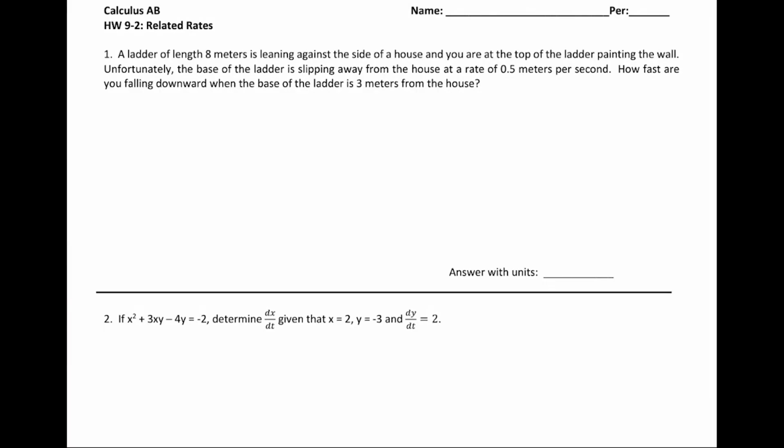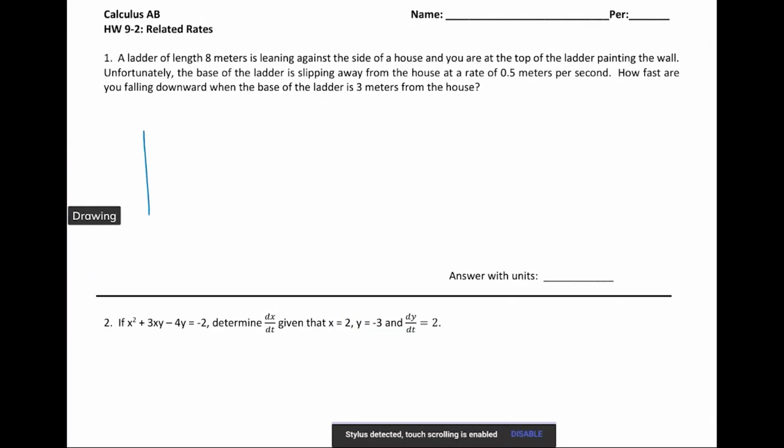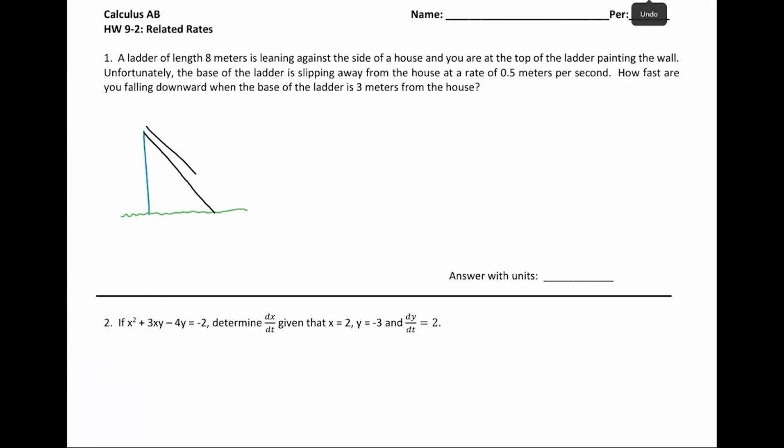Anytime we've got a geometric setup like this, I think it's a good idea to sketch out exactly what's happening. So here's the house, here's the ground, here's the ladder. I'm not much of an artist, but this will do. Okay, we've got a right angle, so we've got a right triangle. The length of the ladder is 8 meters.